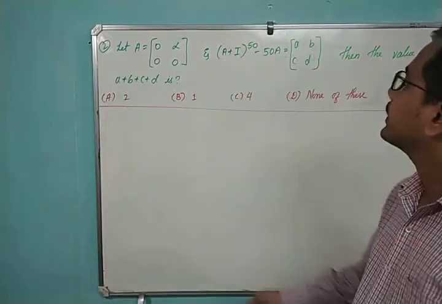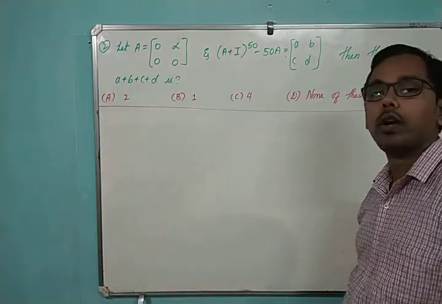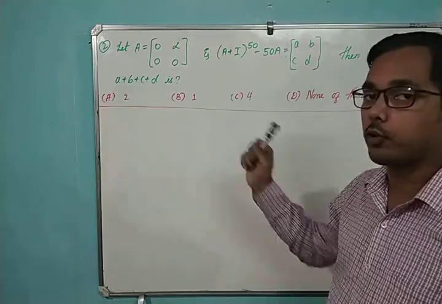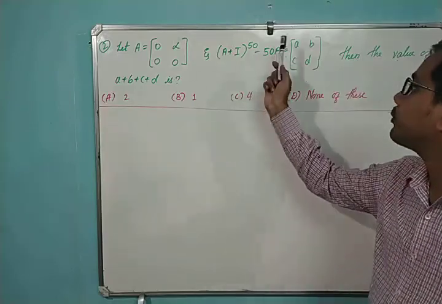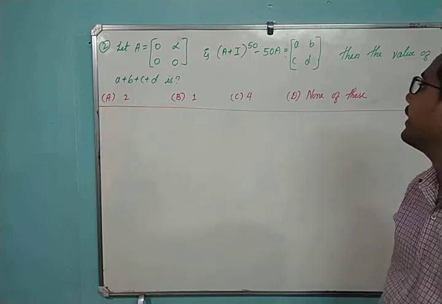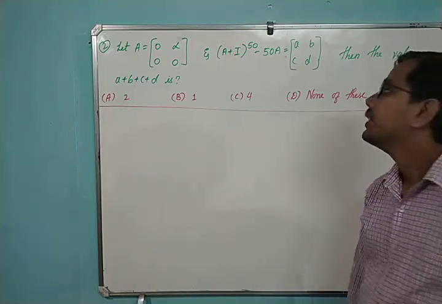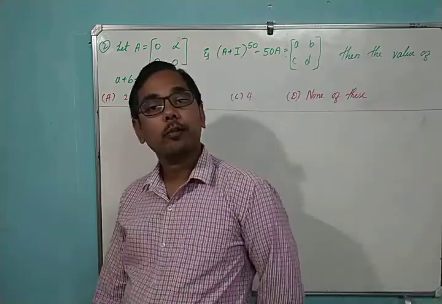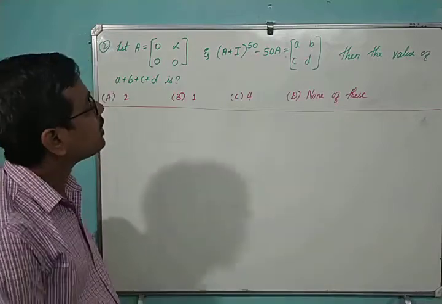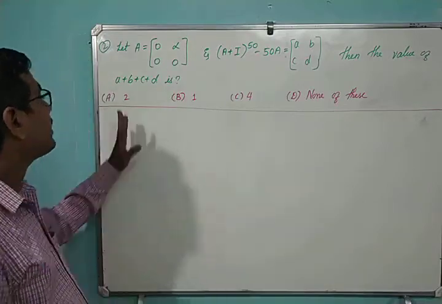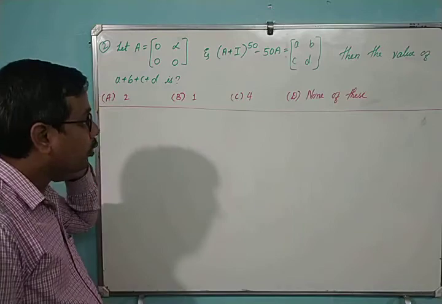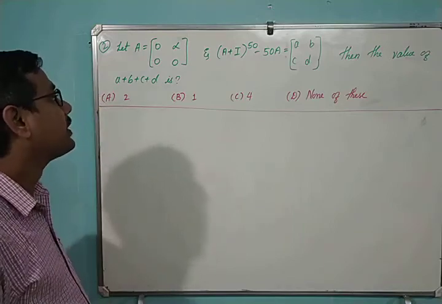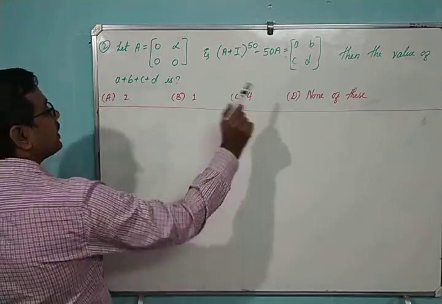Okay? So what is given here? Let A be the matrix [0 alpha; 0 0], and (A + I)^50 − 50A is equal to the matrix [a b; c d]. Then the value of a + b + c + d is asked. Out of the options, any one option will be correct.